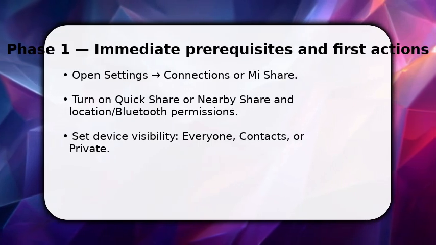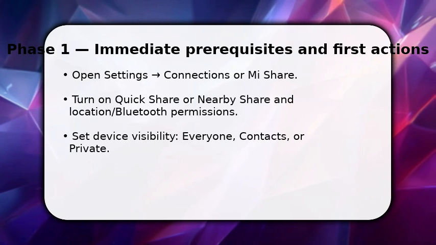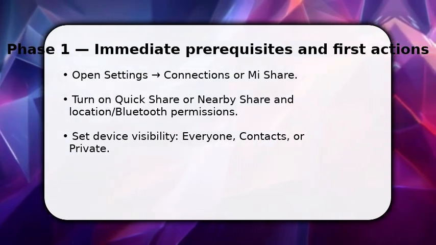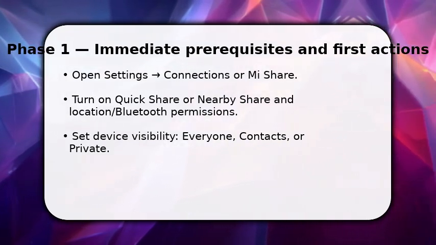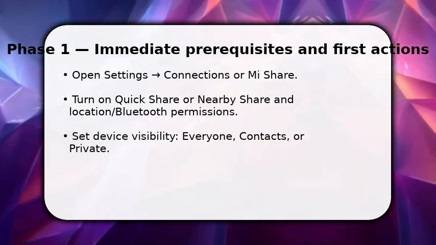Enjoy the video. You start by enabling Quick Share so the phones can see one another. This is why you allow Bluetooth and location. Once done, make sure visibility is set to the appropriate level. Everyone for public transfers, contacts to limit recipients. You should also confirm Wi-Fi is on. Quick Share uses direct Wi-Fi for speed.